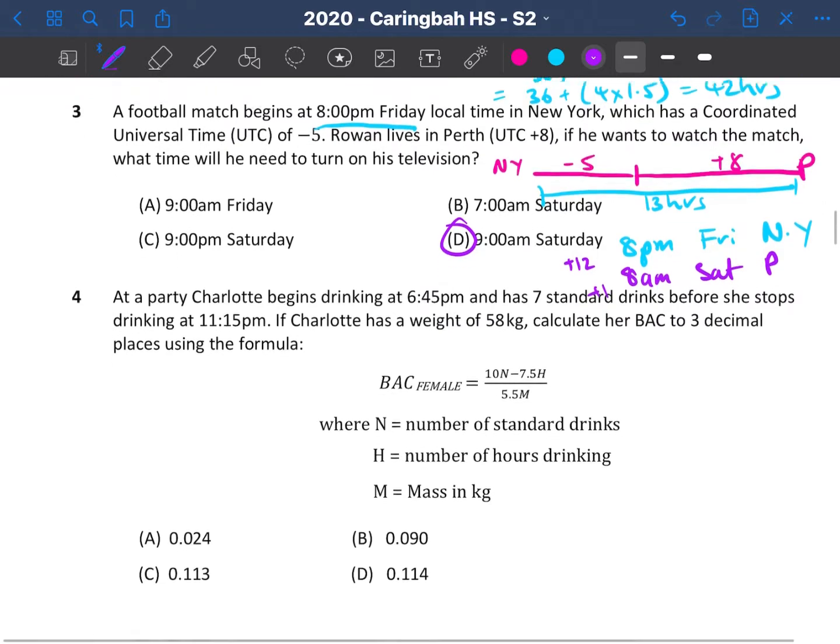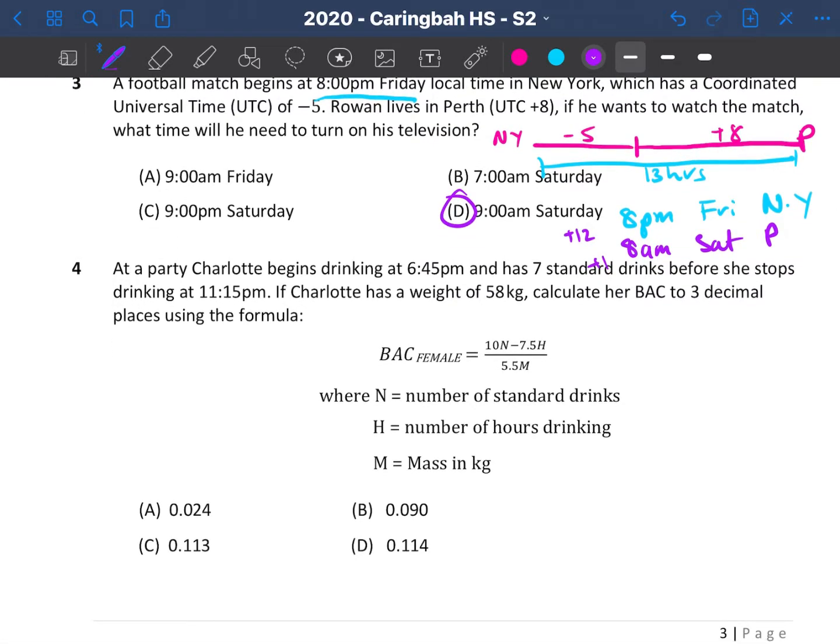Okay, question 4. At a party, Charlotte begins drinking at 6:45 and has 7 standard drinks before she stops drinking at 11:15. If Charlotte has a weight of 58 kilos, calculate her blood alcohol content to 3 decimal places. Okay, I'm first going to fill out the following.